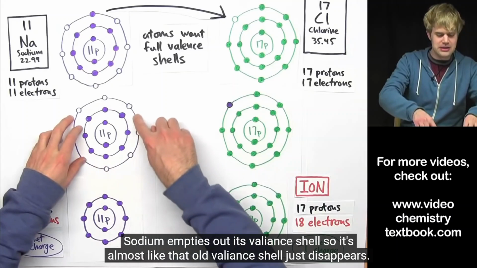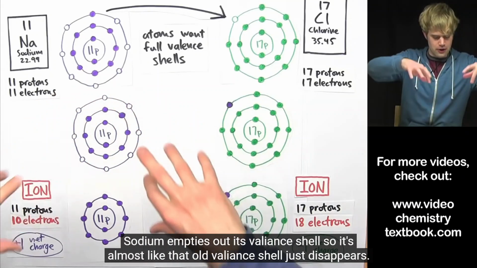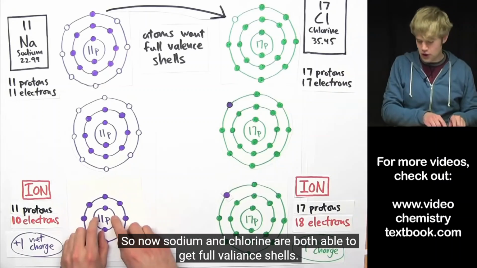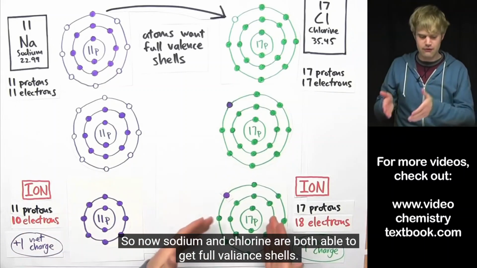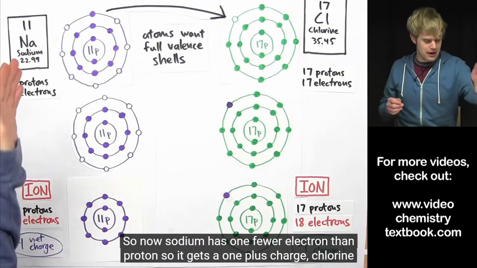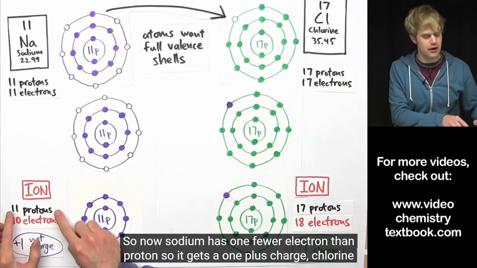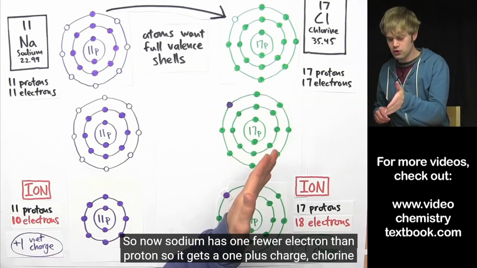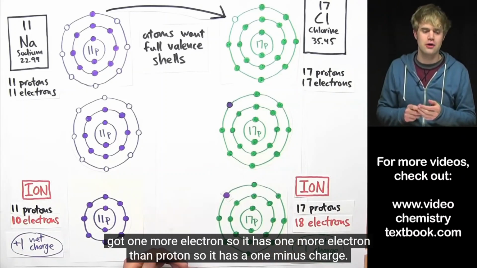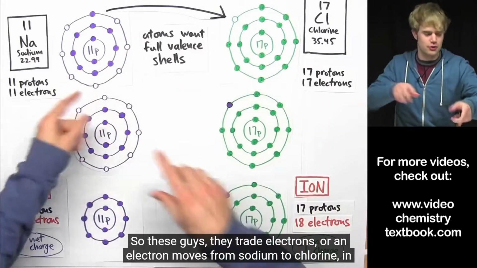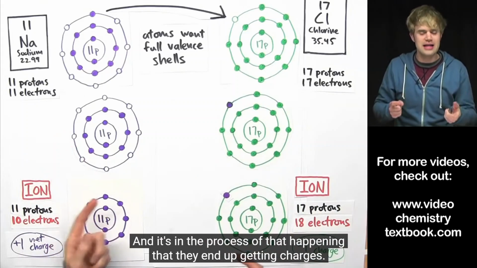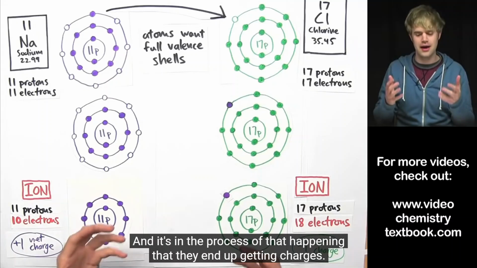Sodium empties out its valence shell, so it's almost like that old valence shell just disappears. We end up with this, and the new valence shell is totally full. So now sodium and chlorine are both able to get full valence shells. But electrons had to move in this process. So now sodium has one fewer electron than proton, so it gets a 1+ charge. Chlorine got one more electron, so it has one more electron than proton, so it has a 1- charge. So they trade electrons, or an electron moves from sodium to chlorine, in order for them to get full valence shells. And it's in the process of that happening that they end up getting charges.